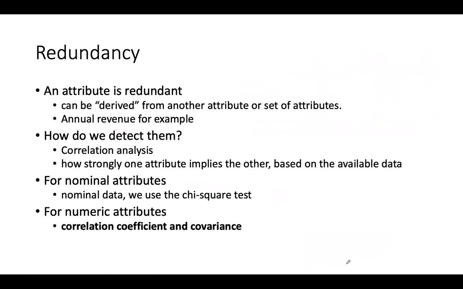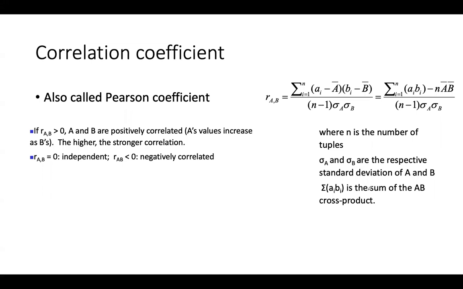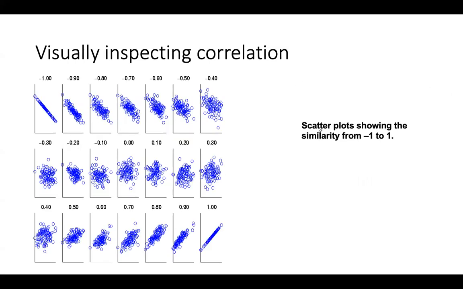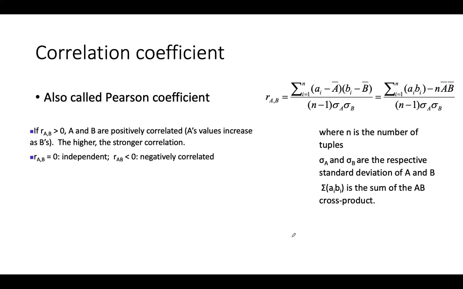And when we look at numeric attributes, we could use the correlation coefficient, okay? The correlation coefficient is given by this formula, right? You can use this formula, or you can use scatter plots just to visualize whether they are positively correlated, have no correlation, or are negatively correlated, right? Let's quickly look at what this formula means.